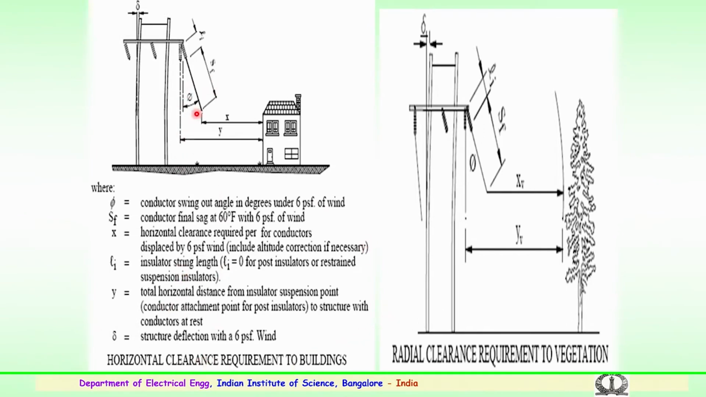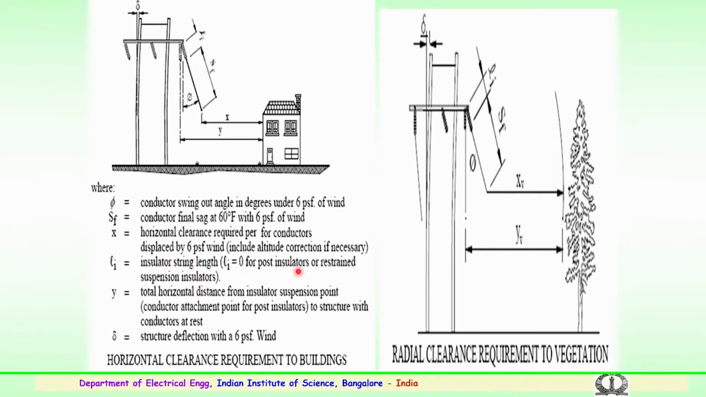So, this is very important. The swing angle has to be considered for a particular area. Again, phi is the conductor swing angle in degrees under a wind of 6 pounds per square foot. SF is the conductor final sag at 60 degrees with the same wind pressure, X is horizontal, and Li is the insulator string length.